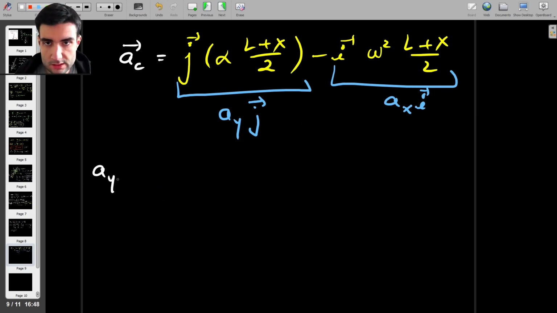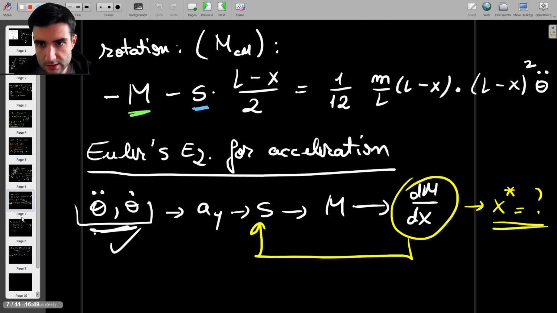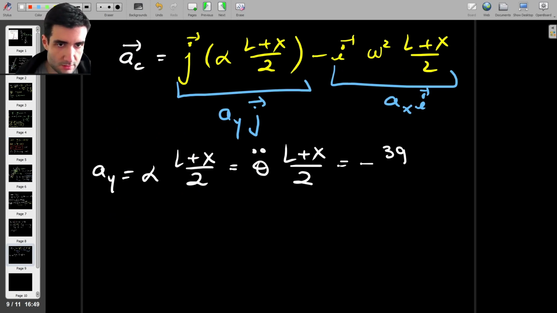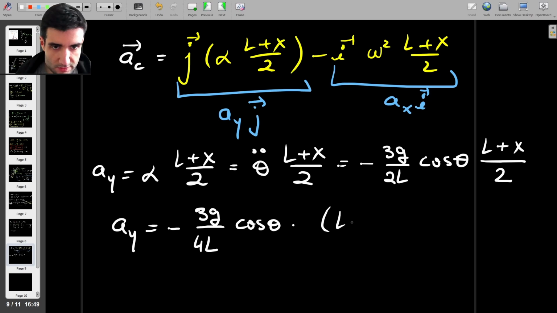Okay, so a_y is going to be alpha times (L plus x) over 2. So alpha is the same as theta double dot, times (L plus x) over 2. We found it here. So that's minus 3g over 2L cosine theta, and then (L plus x) over 2. So the acceleration in the y direction of that section of the bar is minus 3g over 4L cosine theta times (L plus x).